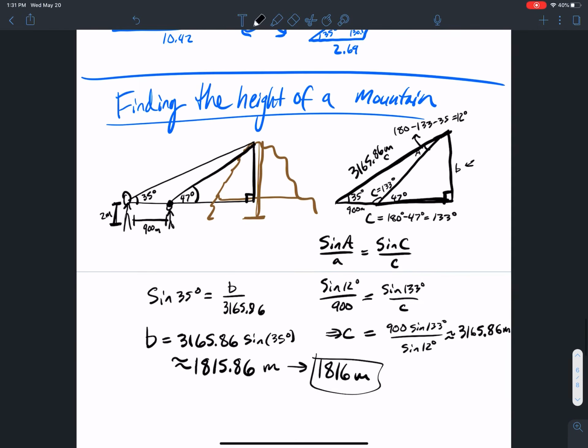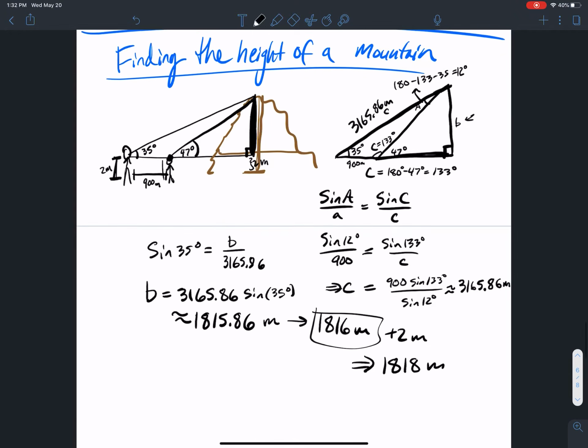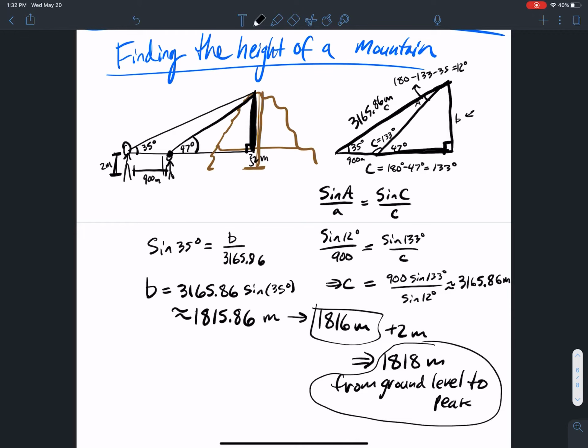Okay. And that's all there is to it. The height from the peak, remember, that's this height right here, but we also have to add in the 2 meters for how tall the measurement was. So I need to add 2 meters, and then I get 1818 meters from ground level to the peak.